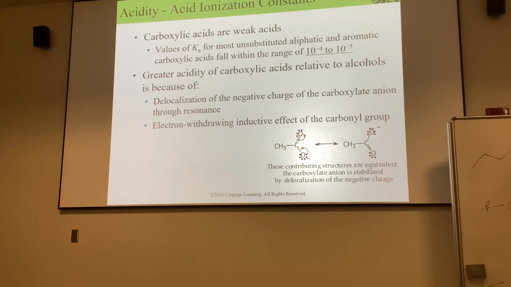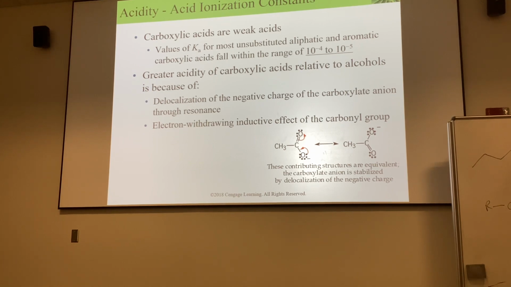These guys are acidic. These guys are in the Ka range of 10 to the negative fourth to 10 to the negative fifth. That means that their pKa's are somewhere around 4 to 5. Generally around 5, I want to say, but you can definitely put other things on there to make them slightly more acidic and get them into the 4 range.